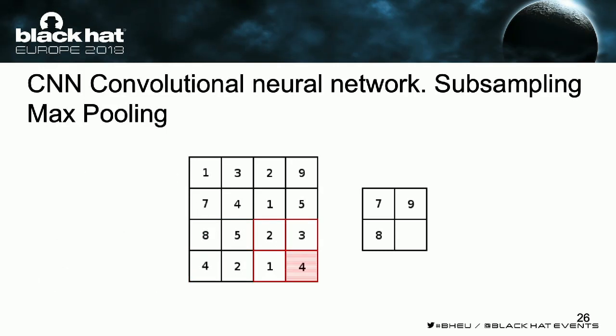Well, the next operation in a convolutional neural network is subsampling. It's reducing the amount of data. And one of the most used is max pooling. In this case, the max pooling operation is very easy to explain. You choose a matrix size, in this case 2x2, and divide the image into regions and choose for each region the maximum value of each section: 7, 9, 8, and 4 in the image, as you can see.